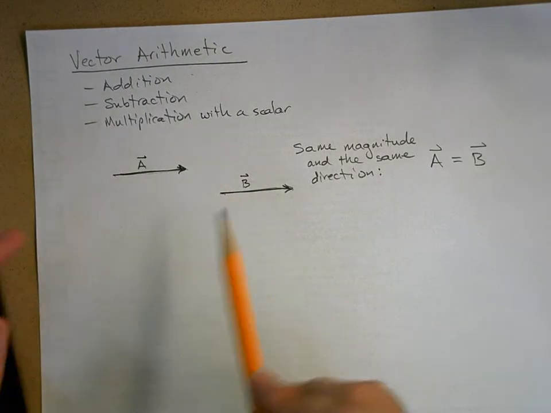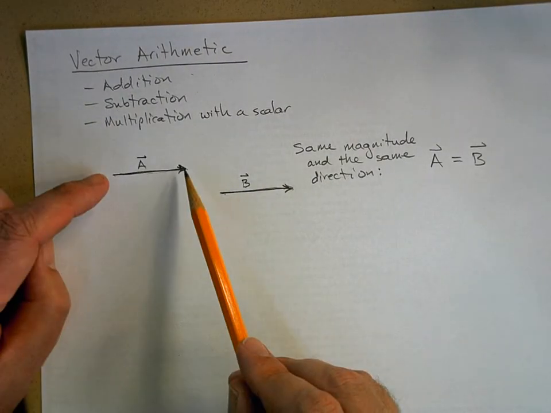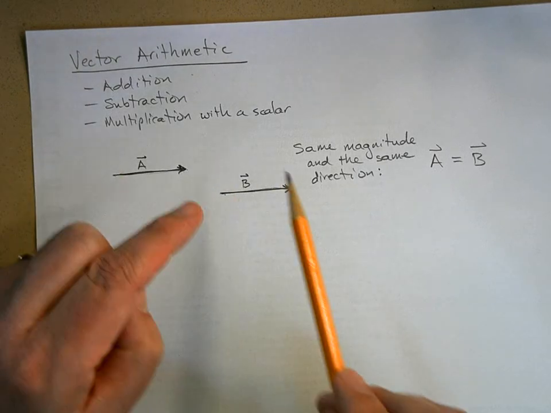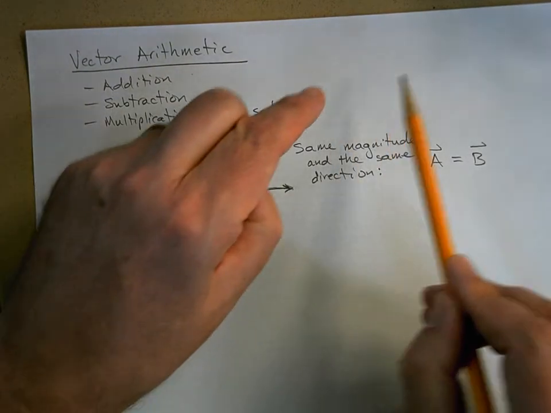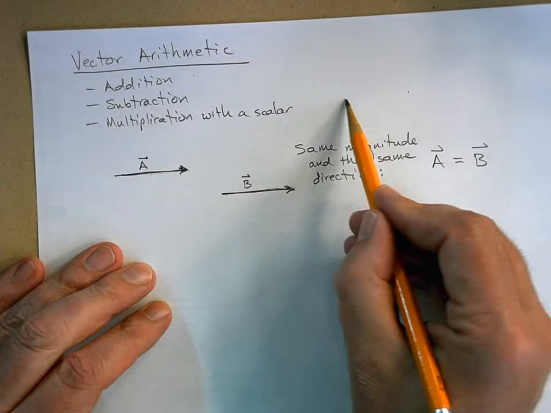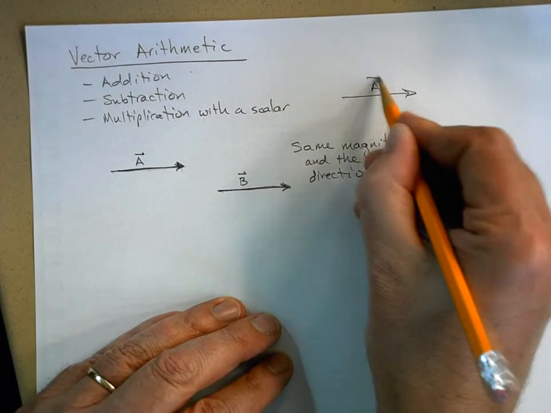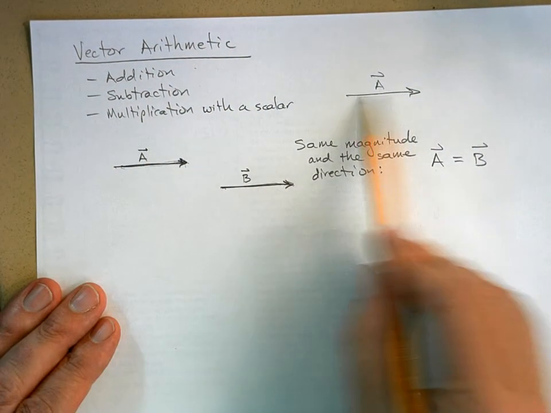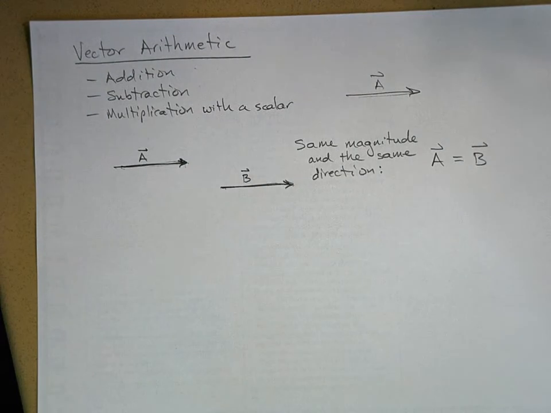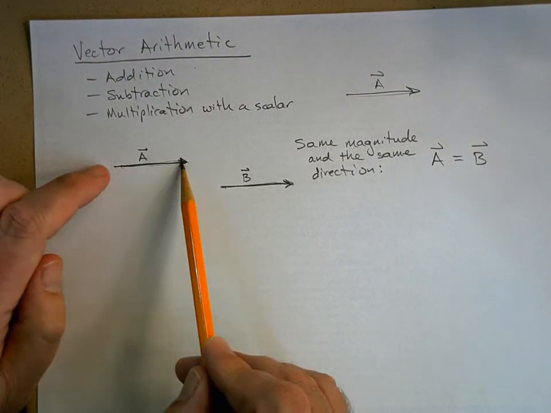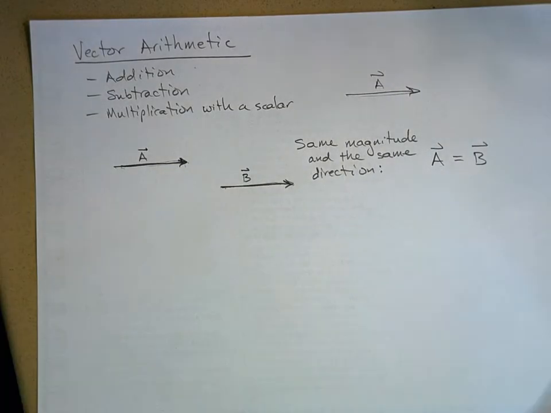So what this means is that you can just pick up a vector and put it down anywhere you want. And if it has the same magnitude and direction, it's the same vector. So this is A and this is A if I drew it right. So they don't have to be at the same place. You can pick them up and put them down. If they have the same magnitude and the same direction, we say that they are equal to each other.